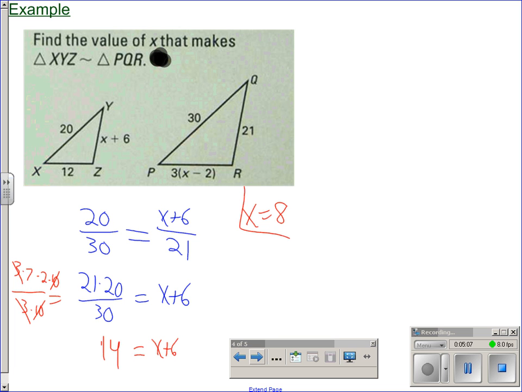Okay, here's the x value that makes these two sides have equal proportions. That's the idea of this problem, and that's the idea of this section. We've done two examples here with side-side-side similarity.